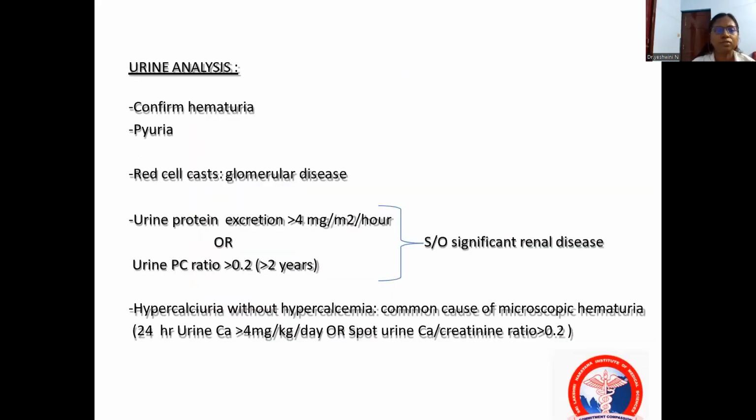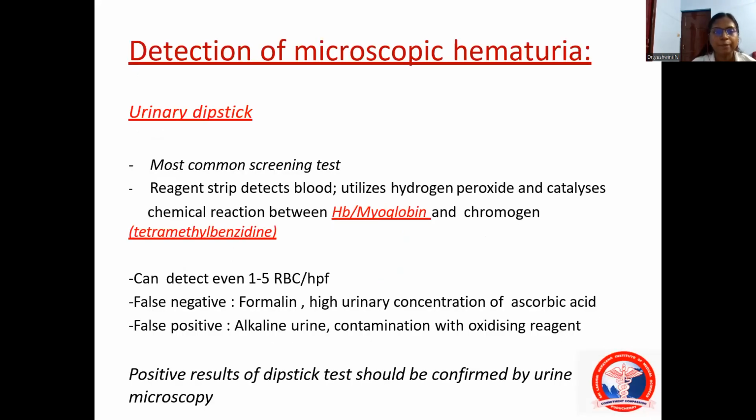Next, you go for investigation. First, you confirm whether that urine is hematuria or not. You do a urine microscopy and find out. Then you find out if there is any pyuria, to diagnose whether it is UTI or not. Then you see whether casts are there. Casts are seen only in glomerular disease. Check whether proteinuria is there, to find out if it is a glomerular cause or not. And also check for hypercalciuria with hypercalcemia, which can cause microscopic hematuria. These things should be seen. So to find out hematuria, you do a urine dipstick.